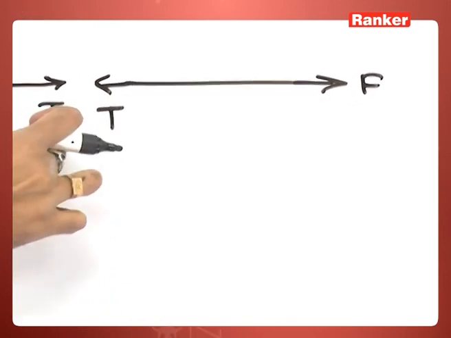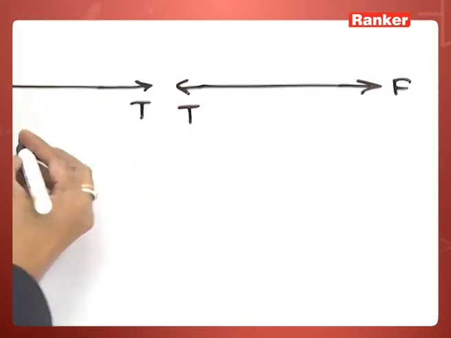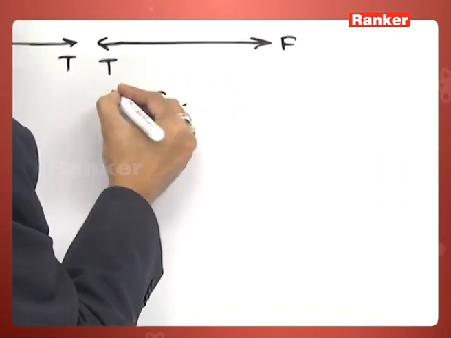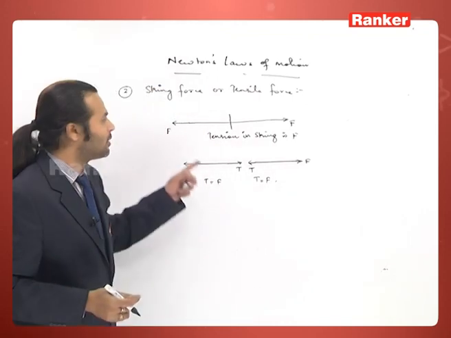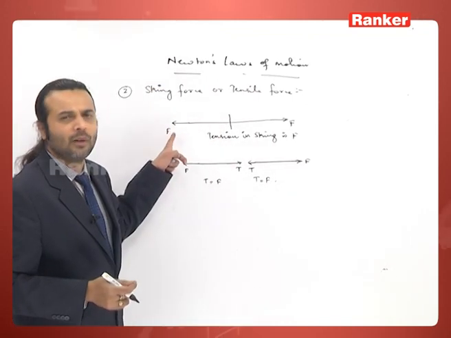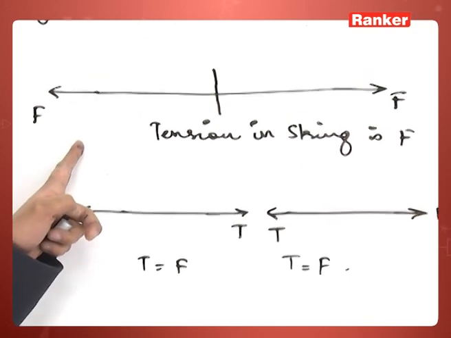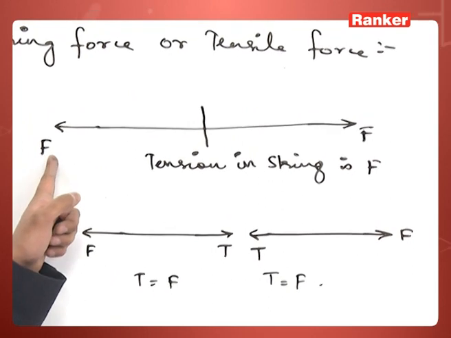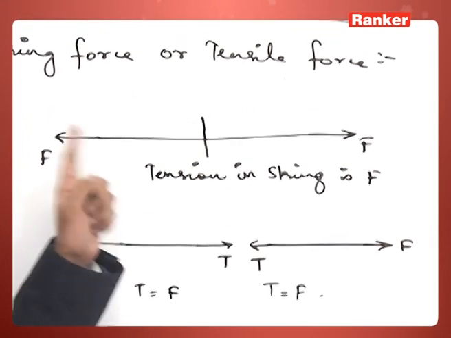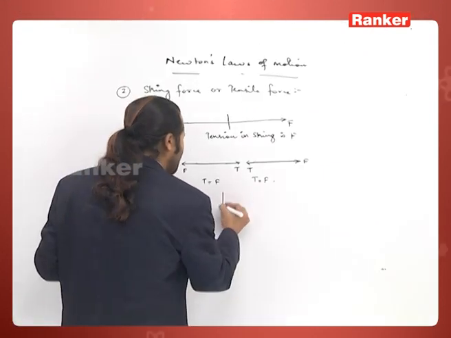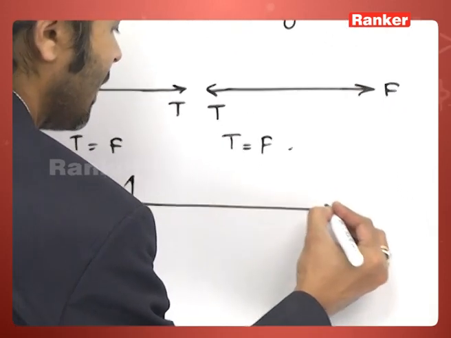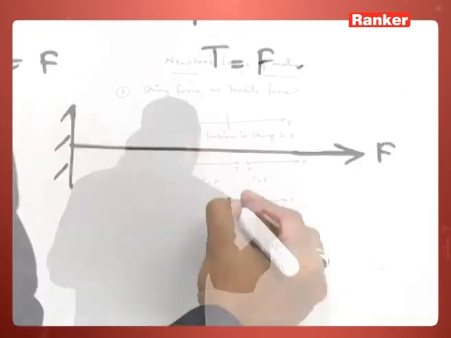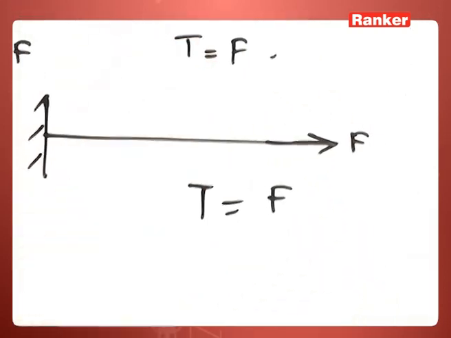Now for this part of the string, since this string is massless, I can say T is equal to F. Here also I can say T is equal to F. So the tensile force in this string will be nothing but T equals F, and the tensile force is assumed to be constant throughout because the string is massless. Now suppose a string is like this and pulled with a force F. Here the tensile force in this string, obviously T, will be equal to F only.